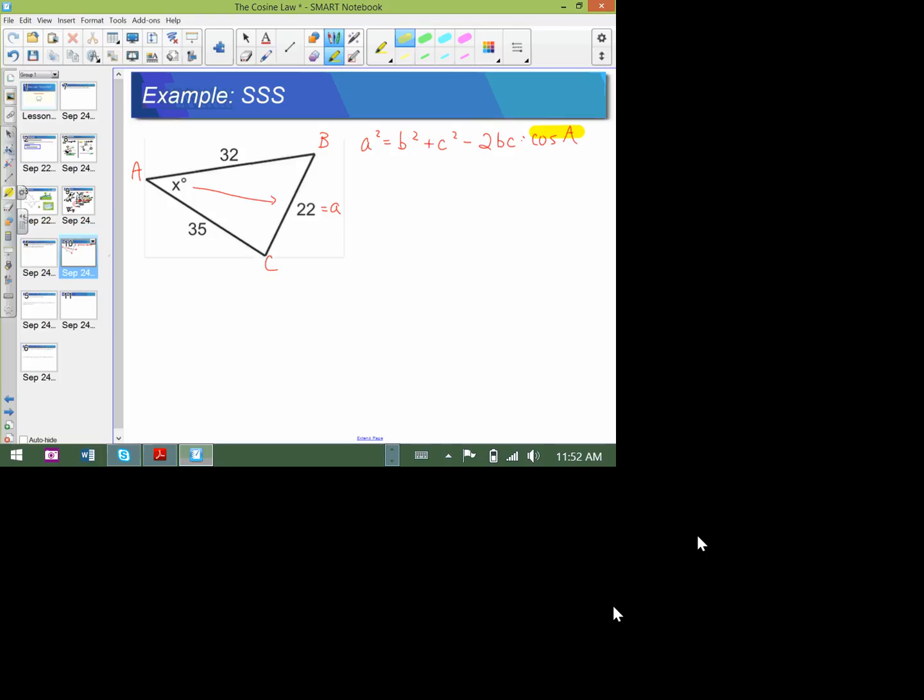So let's start by balancing this thing out. Because there's a multiplication here, there's not a whole lot that we can do with 2bc cos A. But what we can do is create some zeros. So what I mean by that is we could zero out b squared.